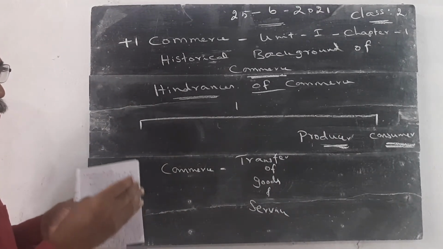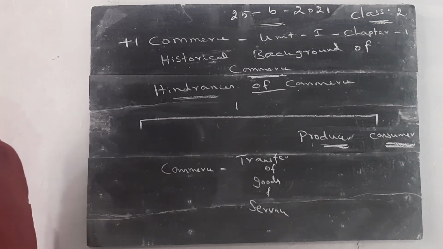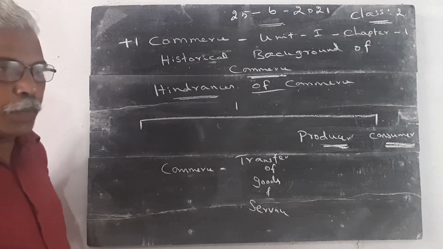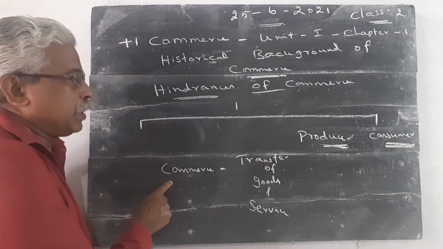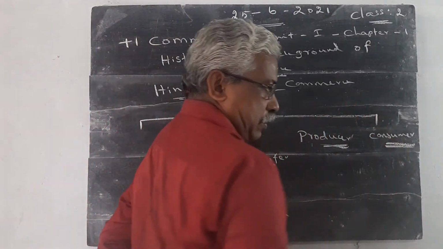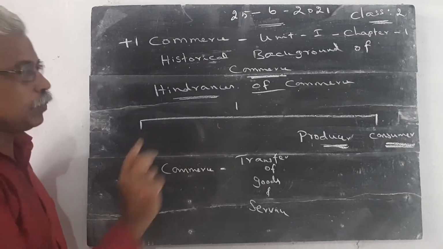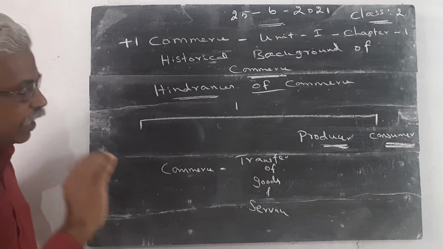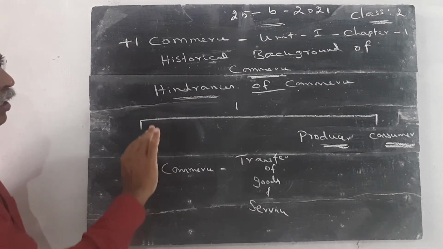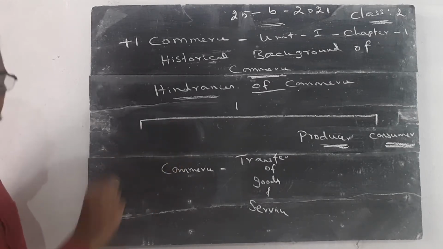When we transfer the goods from producer to consumer, the commercial field faces many difficulties. Those difficulties are considered as hindrances of commerce. Once again, to explain what I told: commerce means transfer of goods and services from producer to consumer. What are the hindrances of commerce? When we transfer the goods from producer to consumer, the commercial field faces many difficulties, hurdles, and hindrances. Those are considered as hindrances of commerce. These hindrances are removed by some agencies. We will study them one by one in this class.